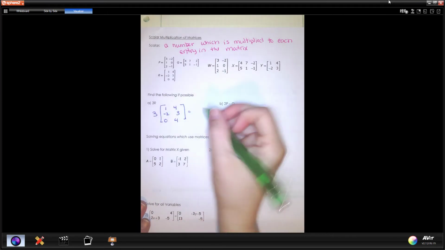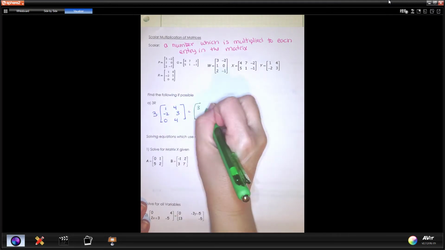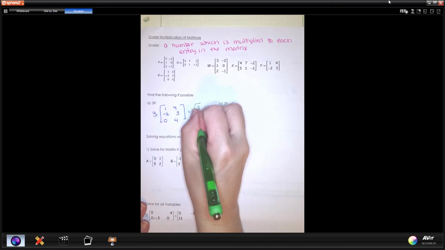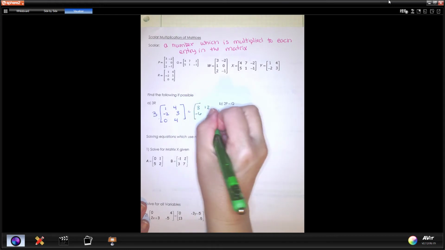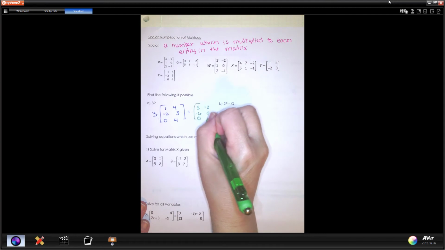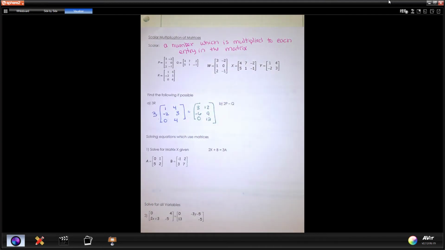So this becomes 3 times 1, which is 3. 3 times 4, 12. 3 times negative 2, which is negative 6. 3 times 3 is 9. 3 times 0 is 0. And 3 times 4 is 12. You could also decide to put that in your calculator. However, as you have just seen, it is probably faster just to do that scalar multiplication on your own.